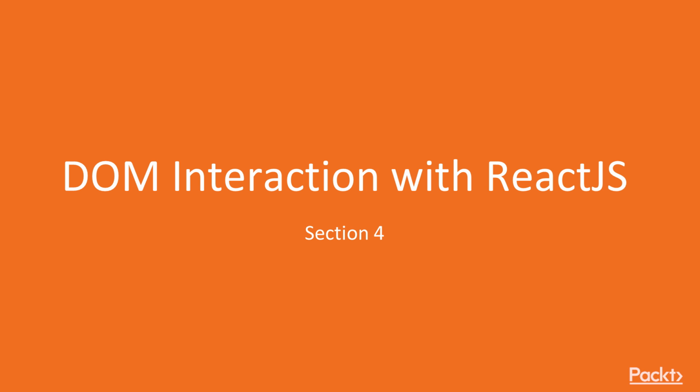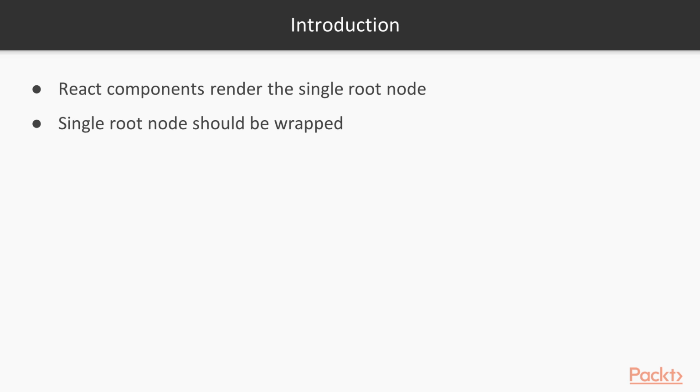In the previous section, we have learned what JSX is and how we can create a component in JSX. React components are similar to functions that take props and state, which will be explained in a later section. React components only render a single root node. If we want to render multiple nodes, then they must be wrapped into a single root node. Before we start working with form components, we should first take a look at props and state.